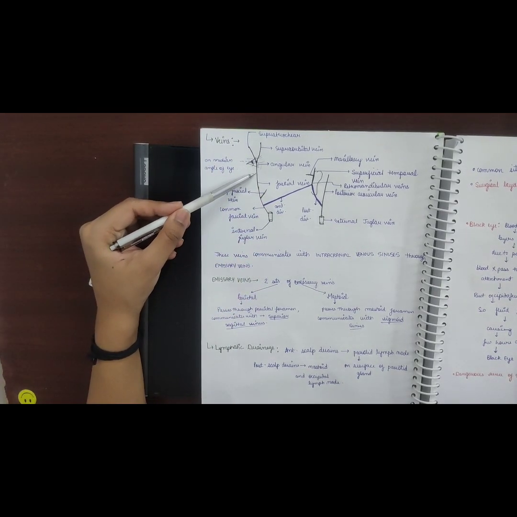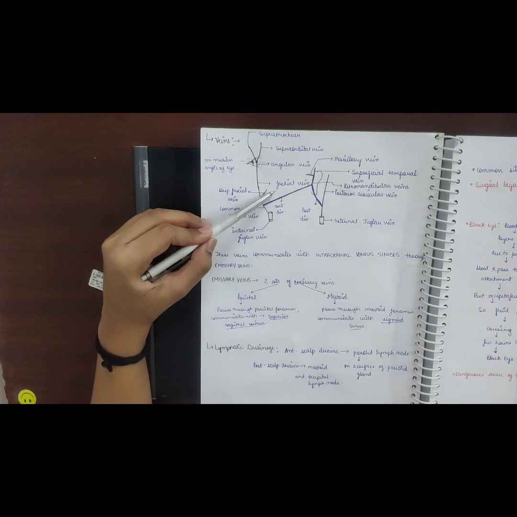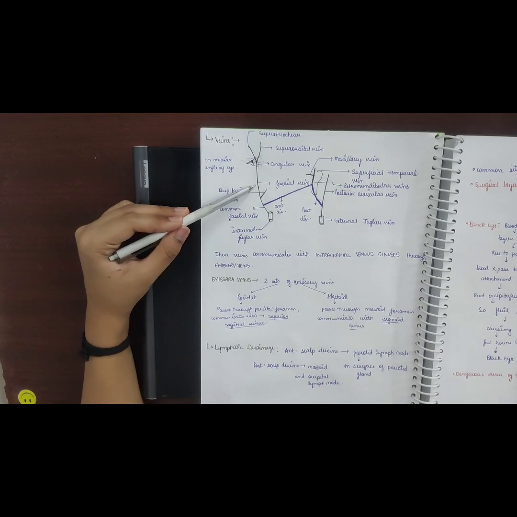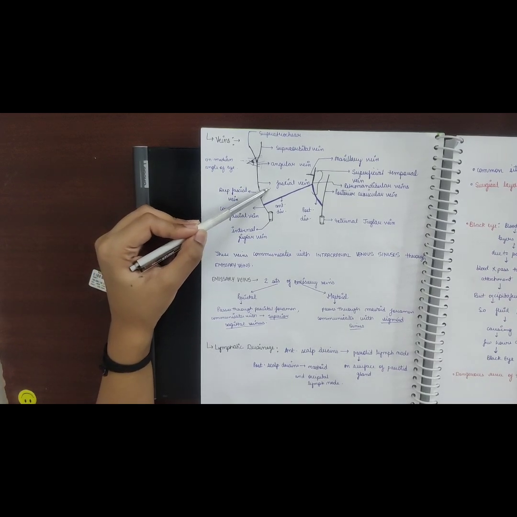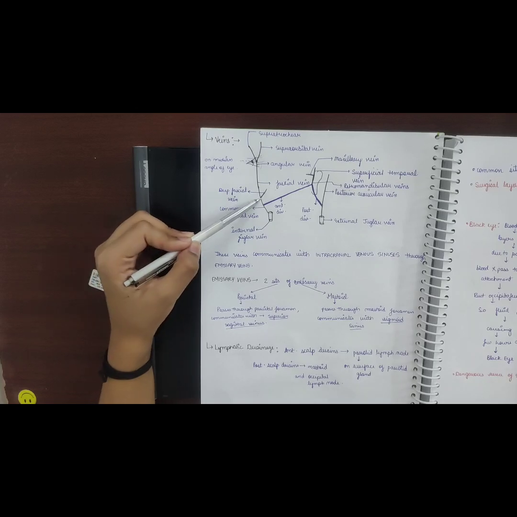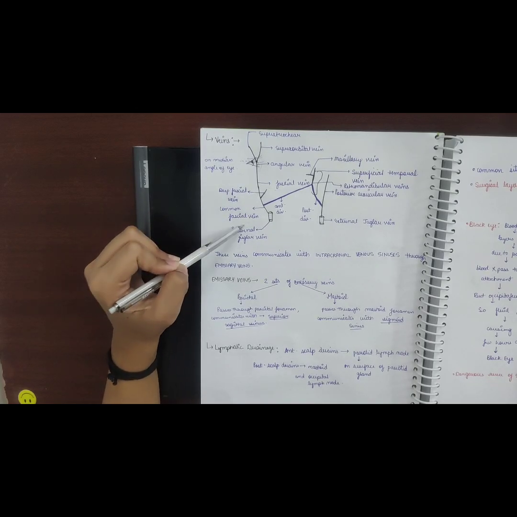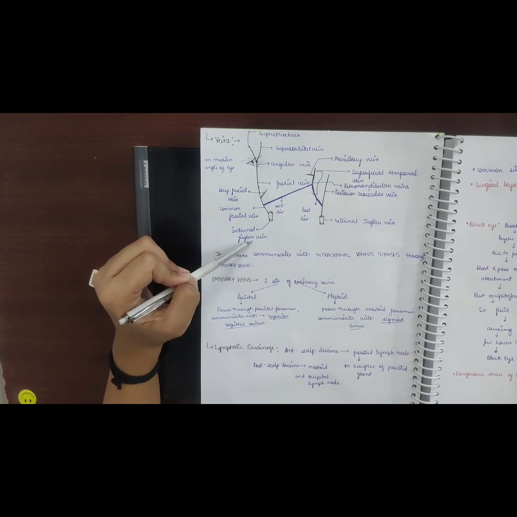Then on further extension, it is forming the facial vein. Angular vein is continuing as facial vein. Then facial vein is giving one branch as deep facial vein, and it is continuing as common facial vein. Right? And then it is draining into internal jugular vein.